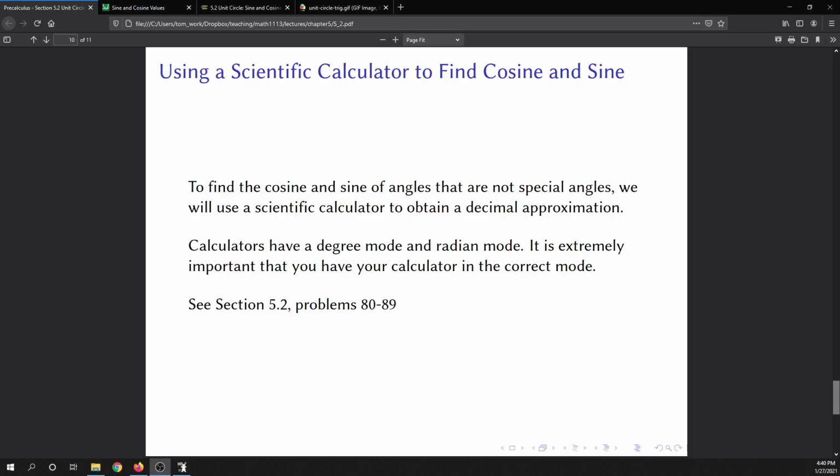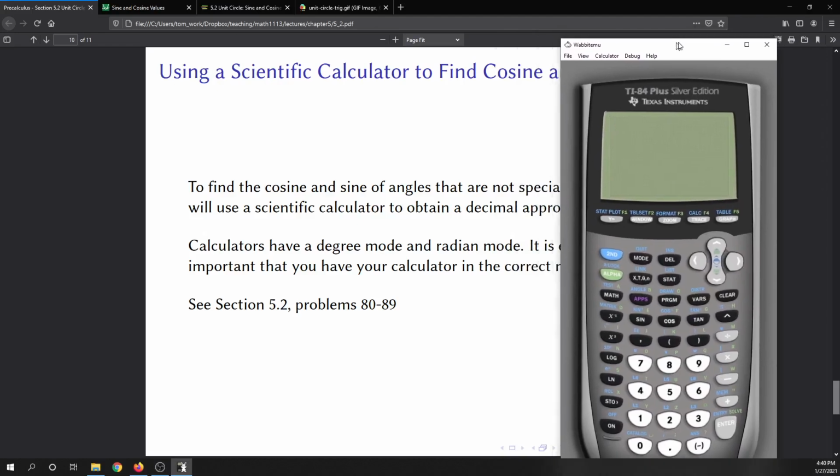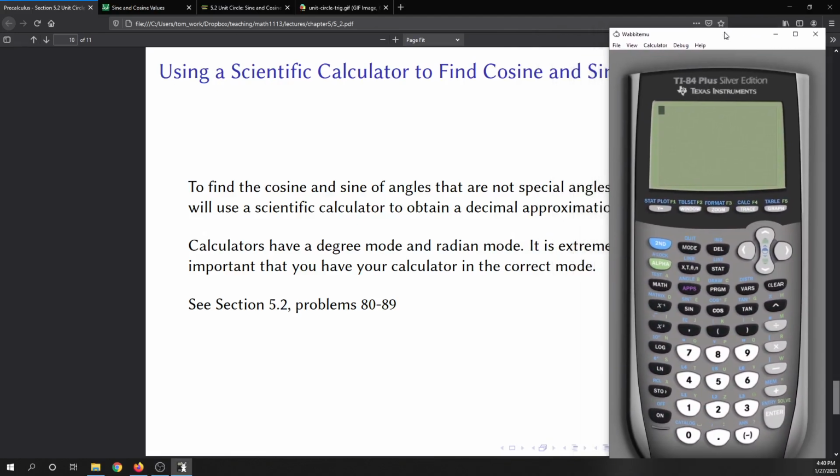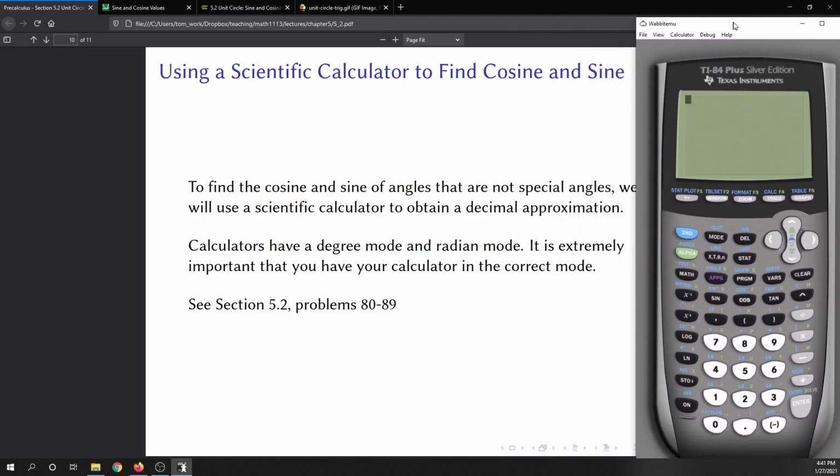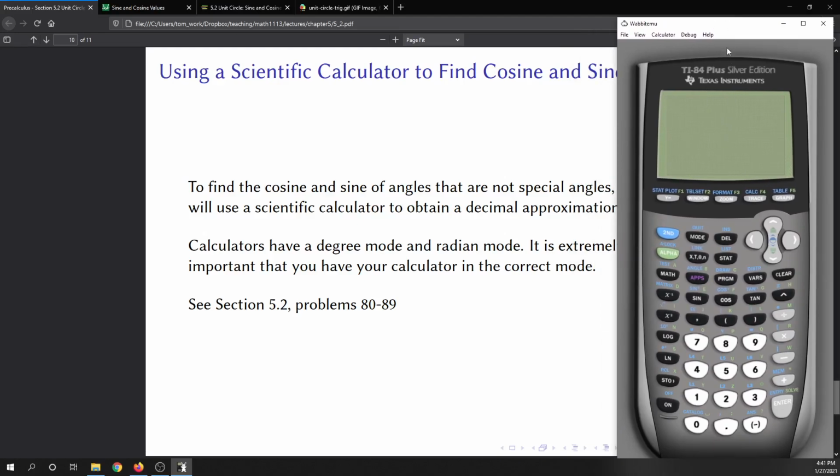All right, in this video, we're going to talk about using a scientific calculator to find the sine and cosine. I'm going to be using this TI-84 because this is what I have here on the computer. But you don't need a graphing calculator or anything like that, just a scientific calculator to do this.